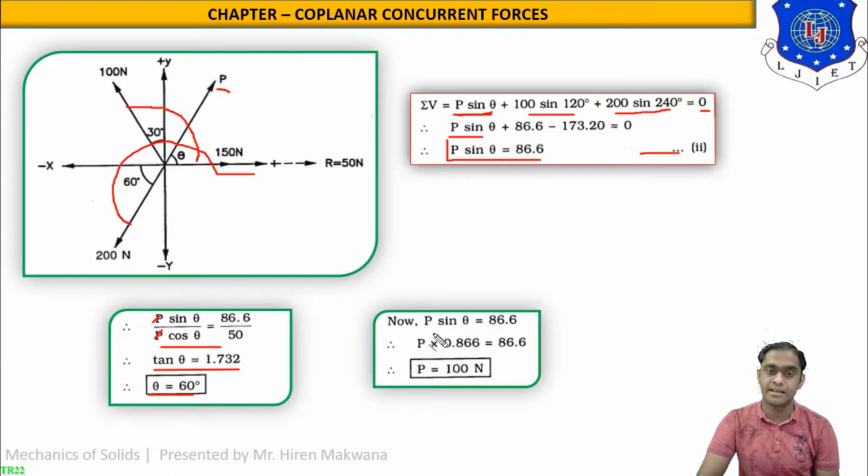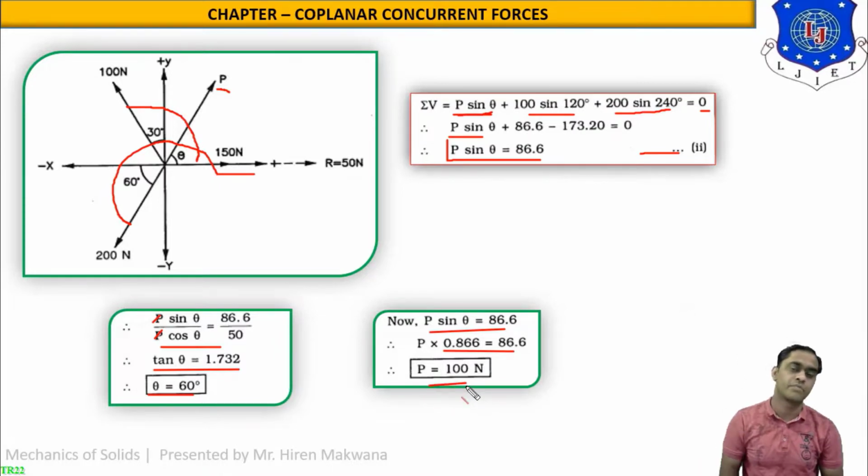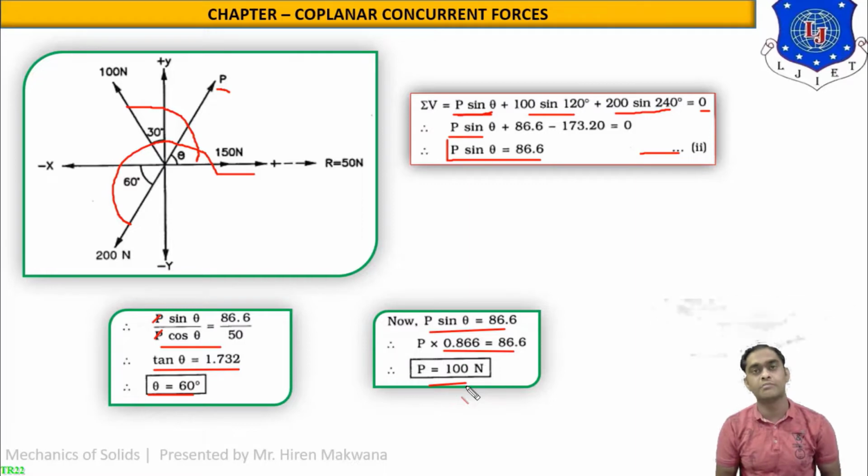Just replace this theta in equation number 2. P sine theta equal to 86.6. So by replacing the value of theta equal to 60, solving in your calc and dividing by 0.866, you will get the answer of P equal to 100 Newton. So this is basically the numerical number 2.